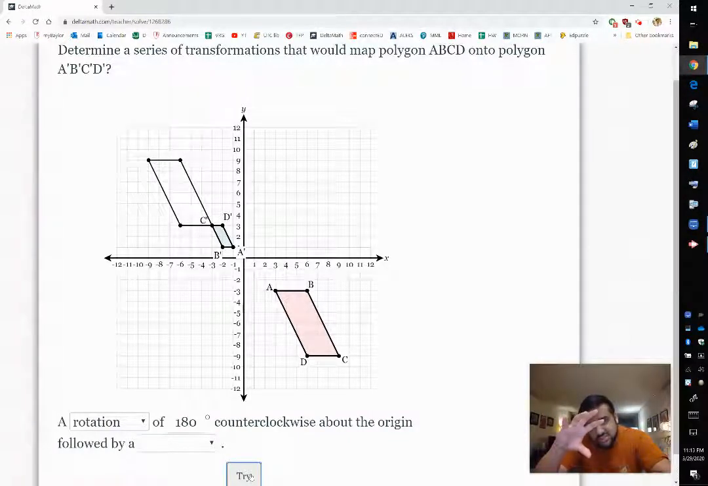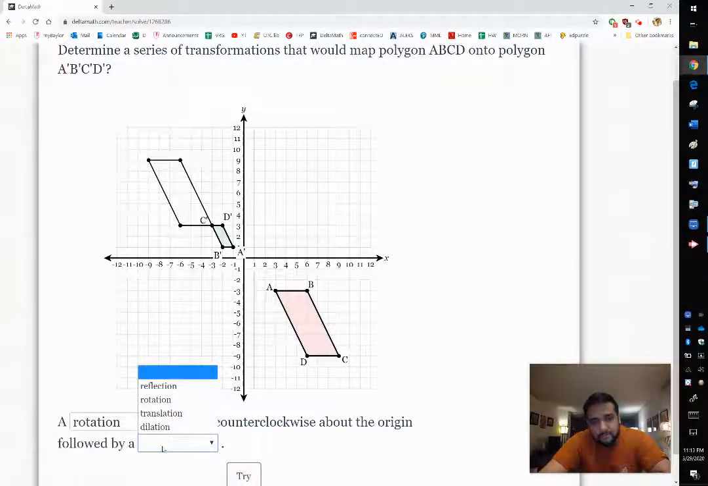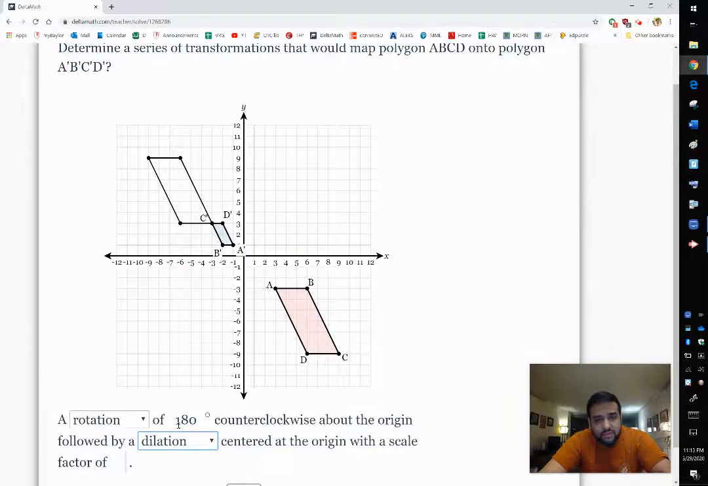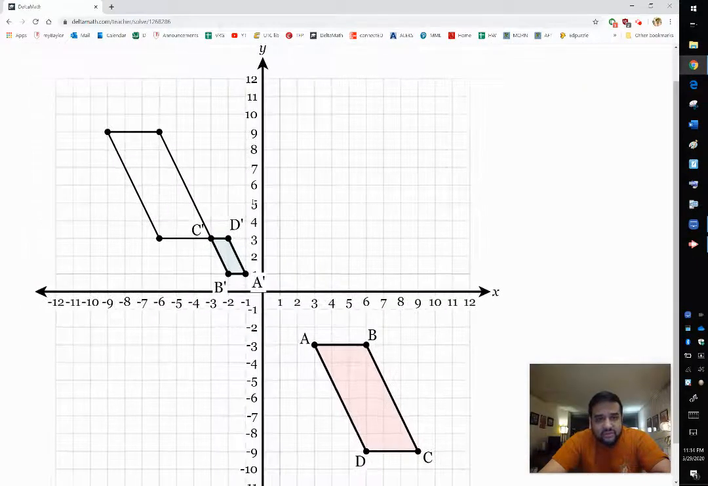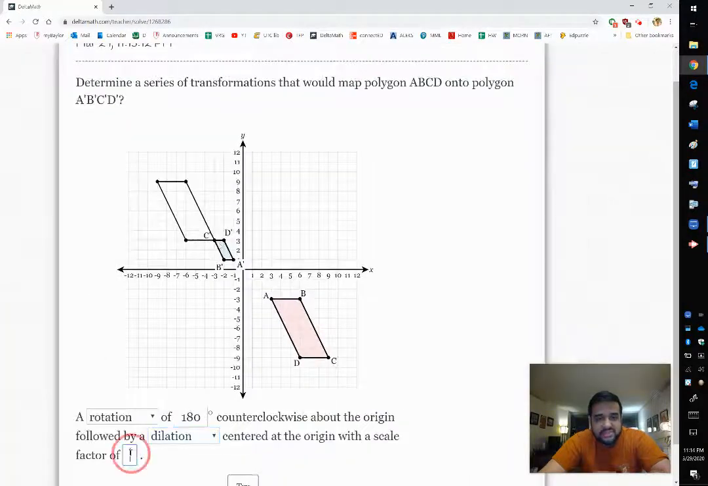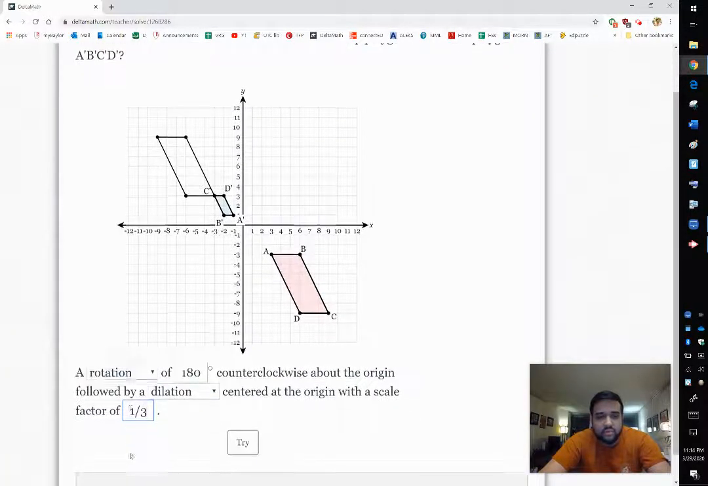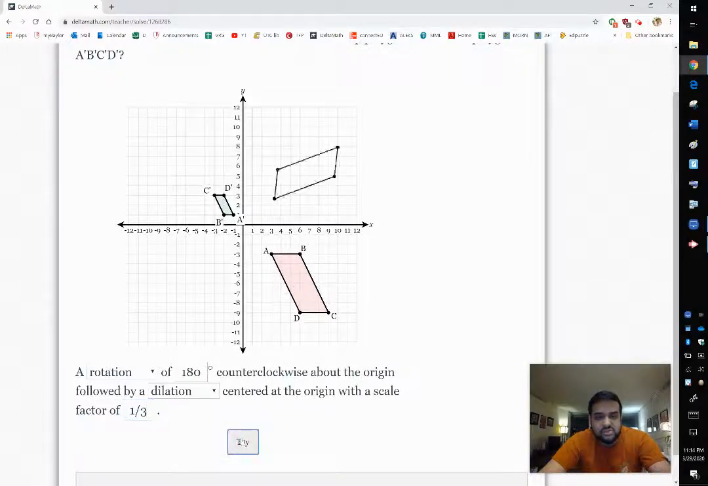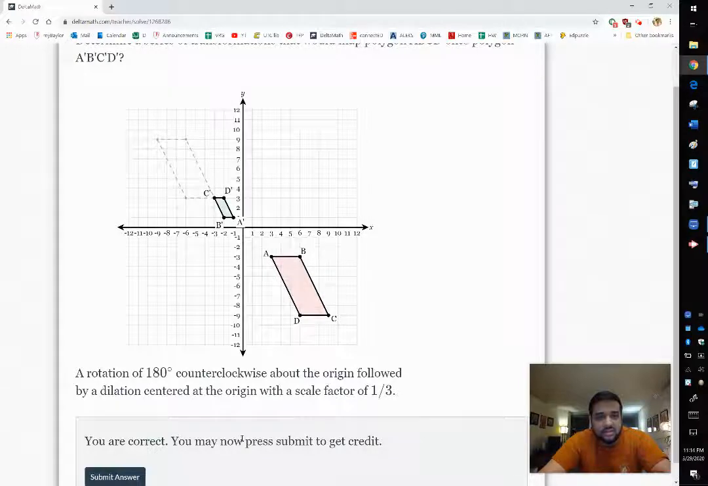It just needs to probably do a dilation. With what scale factor though? So notice that the top segment here is 3 units long and then it becomes 1 unit long. Right, so it was 3, now it's 1, so that would be a scale factor of 1/3. So rotate. There we go.